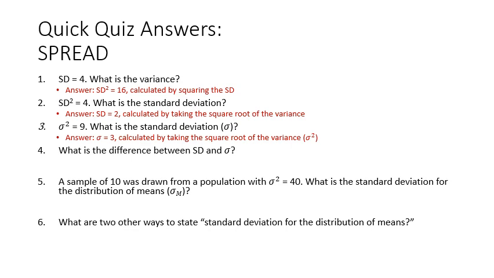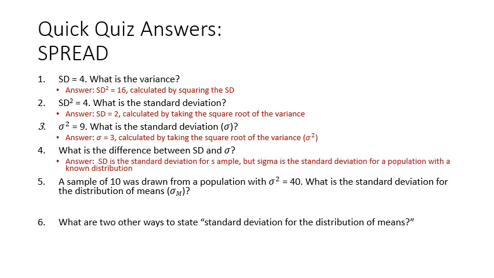What is the difference between SD and sigma? SD is the standard deviation for a sample, and sigma is the standard deviation for a population. A sample of 10 was drawn from a population with a variance of 40. What is the standard deviation for the distribution of means?